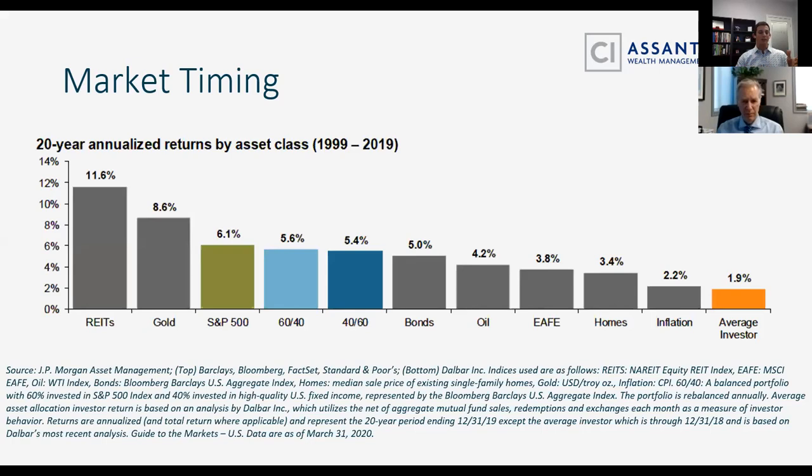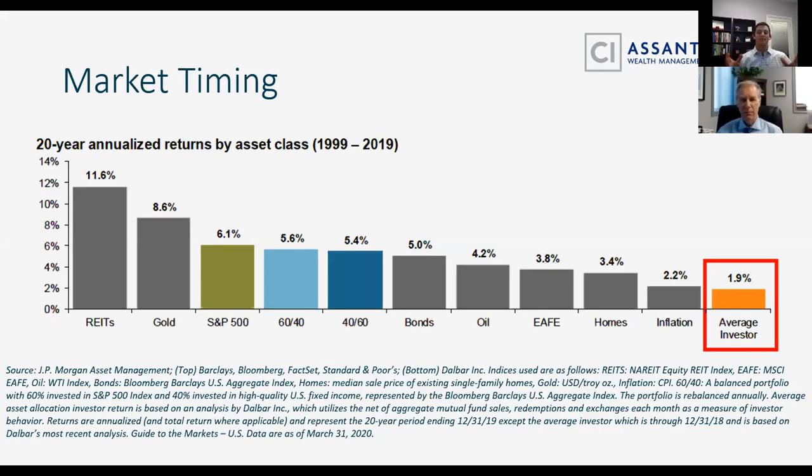So on the high end, they look at real estate or REITs. They looked at gold, the S&P 500, which is US stocks, a couple of different what we would call balanced portfolios, bonds, oil, the EAFE, which is international stocks, homes, inflation. And then way at the bottom here, we can see the average investor. So the average investor during that 20-year period of time earned 1.9% a year, compared to if they would have just bought bonds. So just a standard bond portfolio, nothing in stocks, they would have earned 5%.